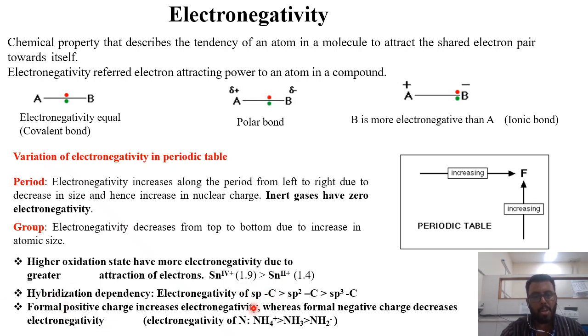Hybridization dependency: for example, compared to sp3, sp will have higher electronegativity, and then sp2 and sp3. Formal positive charge can also increase electronegativity, whereas formal negative charge decreases it. Look at here, formal positive charge will increase it, so this has higher electronegativity than the formal negative charge in H2F.